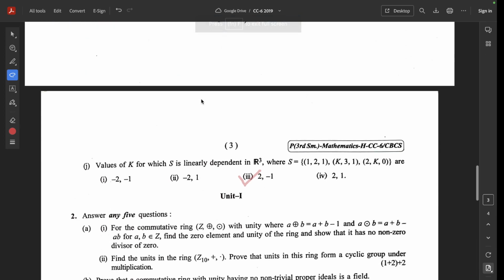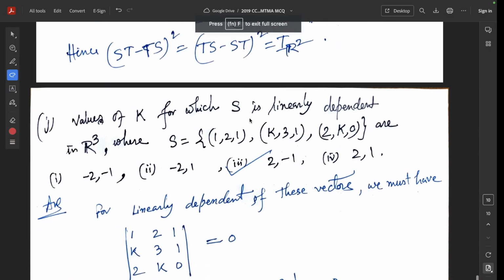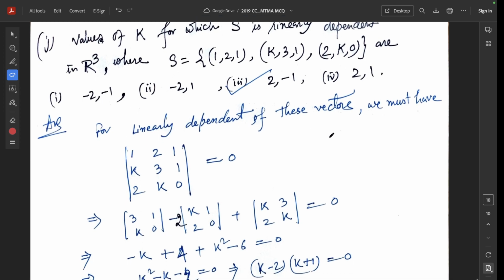Question J. Value of k for which S is linearly dependent in R3, where S is {(1, 2, 1), (k, 3, 1), (2, k, 0)}. The correct option is 3: 2 and −1. For a linearly independent set of these vectors, we must have the determinant formed by (1, 2, 1), (k, 3, 1), (2, k, 0), where the first row is the first vector, the second row is the second vector, and the third row is the third vector.